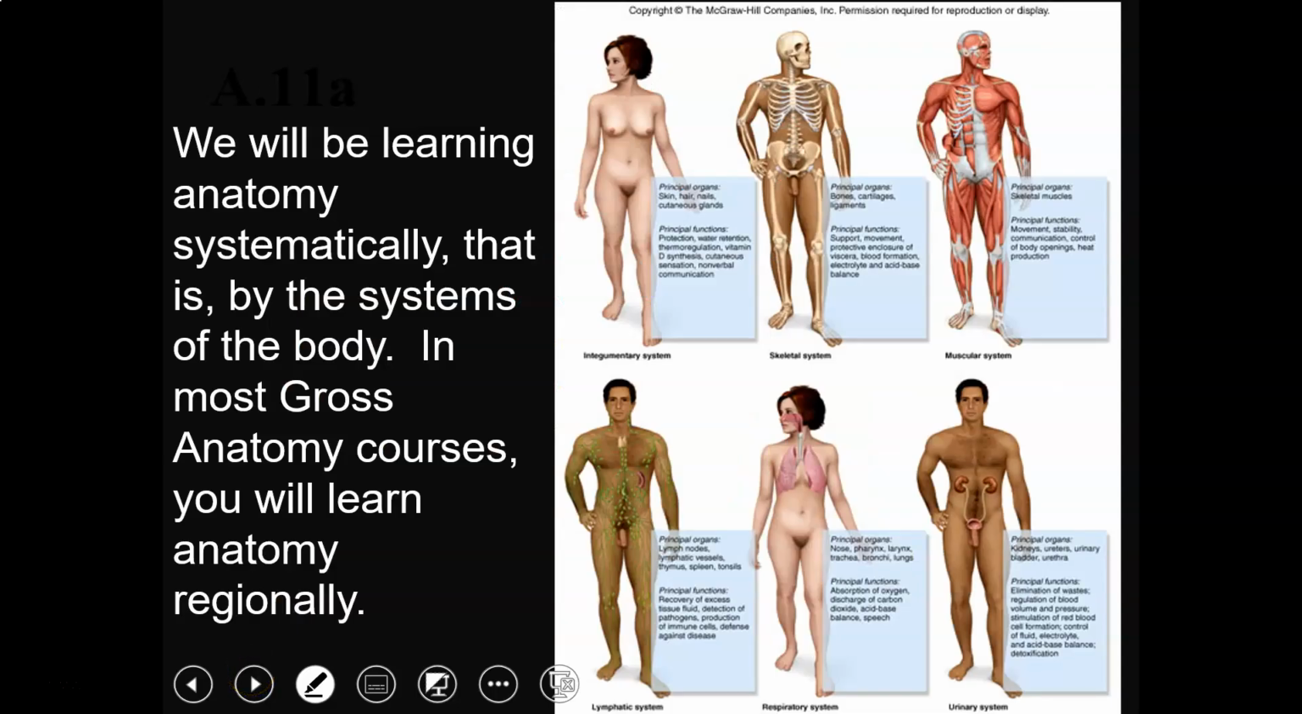Now this semester we get to learn anatomy systematically. So by the different systems of the body. This semester we'll talk about the skin, the bones, the muscle, and the nervous system. We'll get everything else next semester. If we were doing this in a gross anatomy class, we could learn anatomy regionally, meaning we could do anatomy and physiology of the arm, blood vessels, bones, muscles, whatever, all at once, because you don't get a second shot at that dissection. Now, we do. So we can look at things system by system.